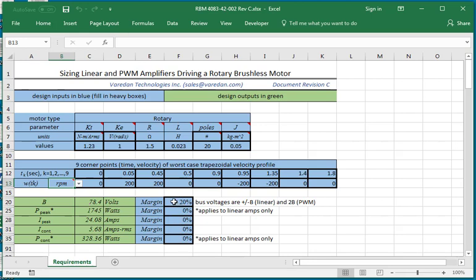And we can include margins on these various specifications if there's some uncertainty in our estimates. For example, if we knew that our power supply voltage wouldn't suffer any dips or variations, and that our trapezoidal profile is indeed exactly our worst case, we could set that margin to 0 and run things at a bus voltage of plus minus 65.4 volts in the case of a linear amplifier. We usually use a 20% margin on the bus voltage.